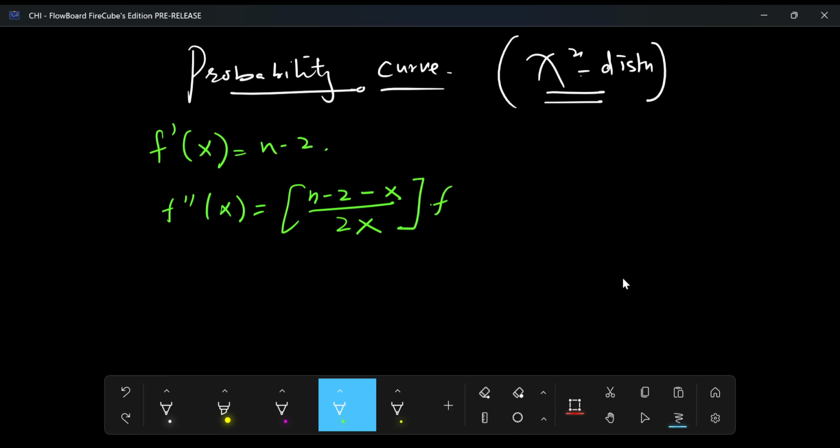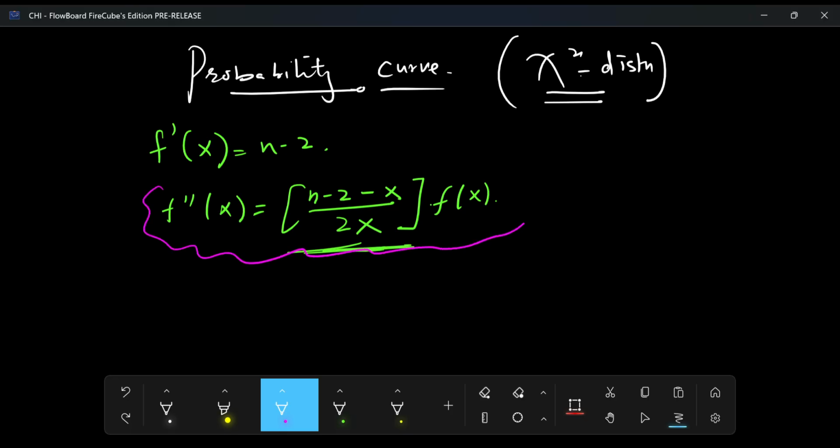Clear? Into f of x. That was my function, but we concentrate only on this term. See, this f double dash x will give me maxima or minima value when we put n minus 2 in place of x.